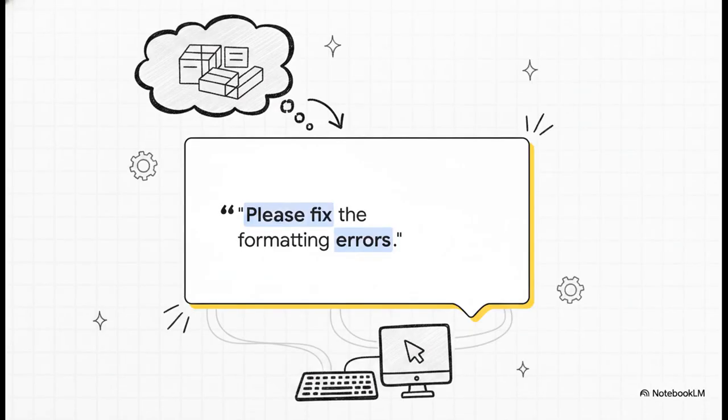Now, if you do spot any layout bugs during your quality check, don't panic, and definitely, whatever you do, do not start fixing them manually. Just type this simple direct command back to Claude. Please fix the formatting errors. The AI is incredibly smart. It'll review its own work, find exactly where the text overflowed or the image overlapped, and it can usually correct its own mistakes instantly. It just regenerates that specific slide perfectly without you lifting a finger.